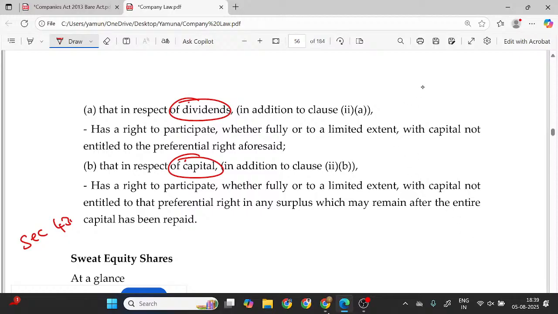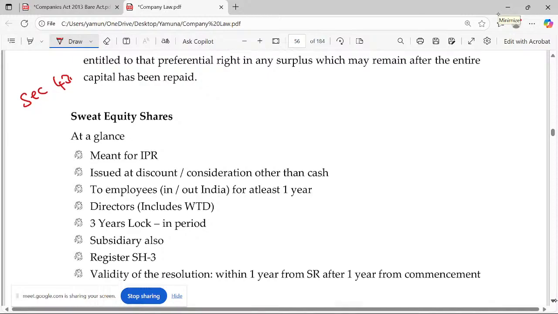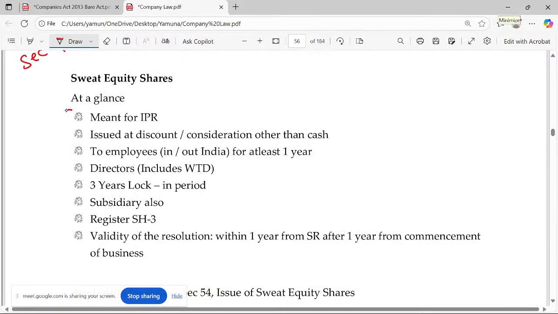Sweat equity shares. Just go for a fast glance. Then we'll go for as per the Act. It's meant for IPR. What do you mean by IPR? Intangible assets, intellectual property rights, issued at a discount or for consideration other than cash.